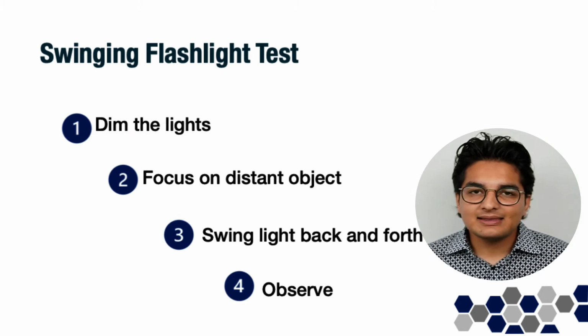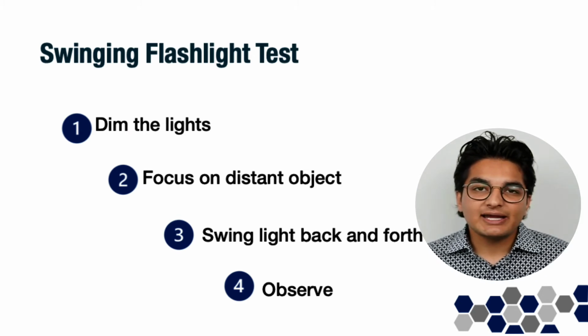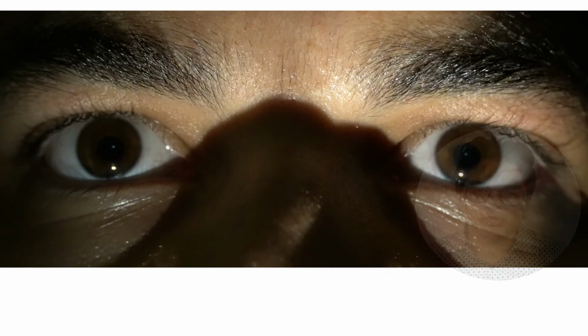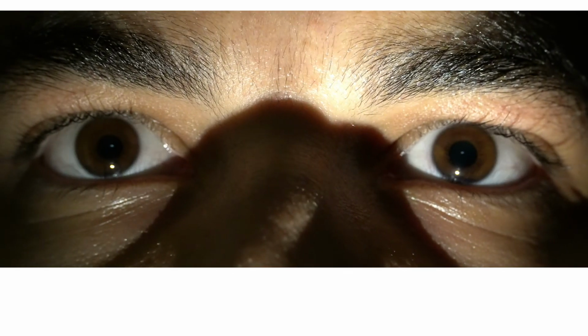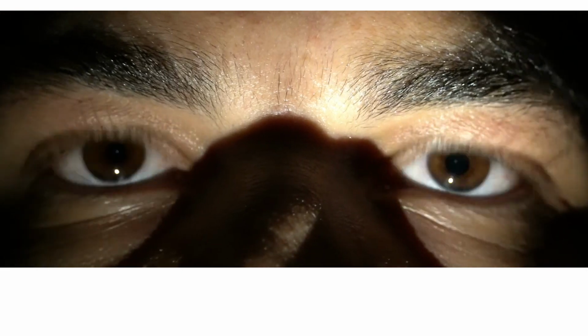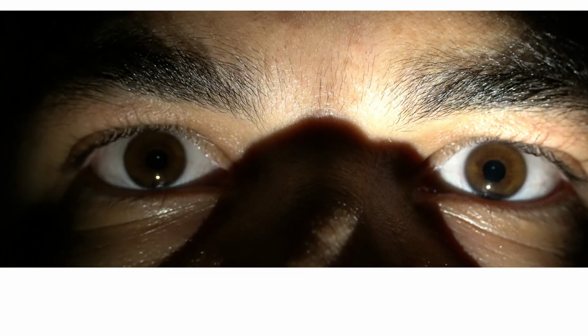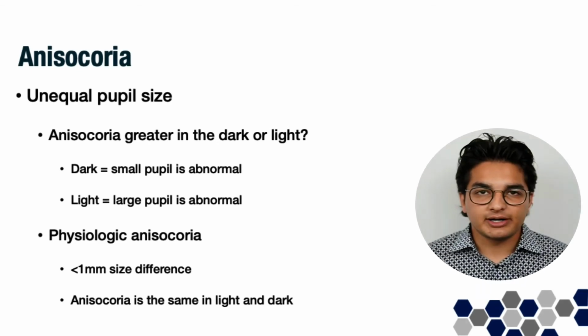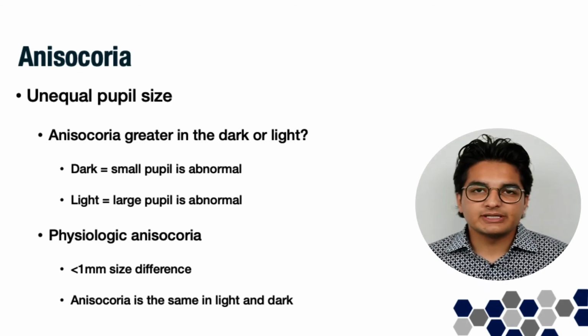Next, take a pen light or a muscle light and shine it below the patient's nose. And take a good look at both of the pupils. You want to make sure that the pupils are equal in size and that the shape is round. If you notice a difference in the pupil size, this is called anisocoria. You can measure the size difference using a millimeter ruler. The key question in anisocoria is whether the anisocoria is greater in the light or in the dark. This tells you which pupil is the problem.